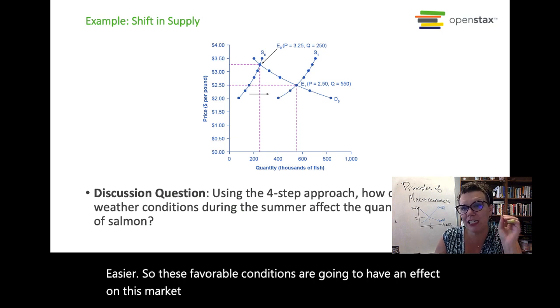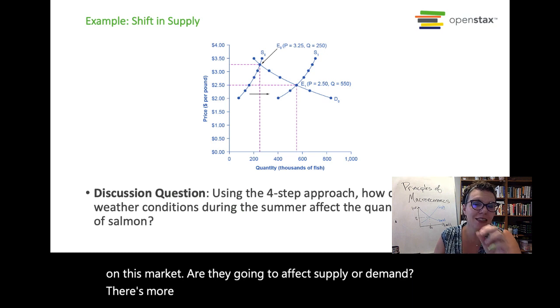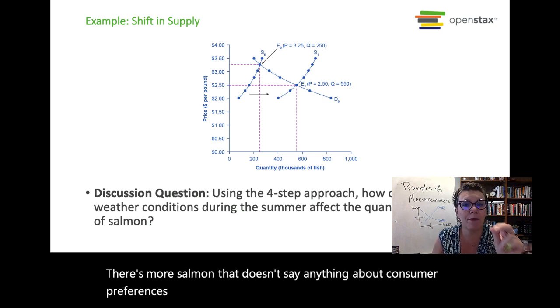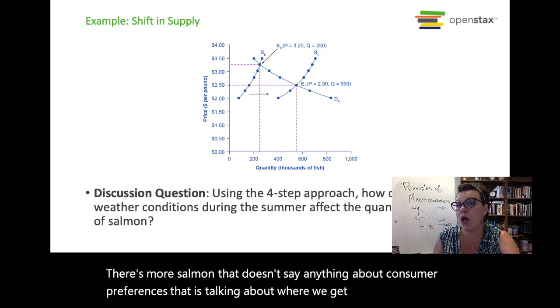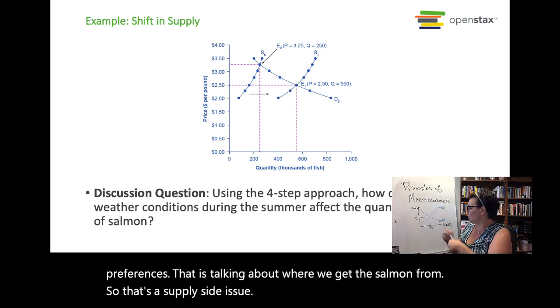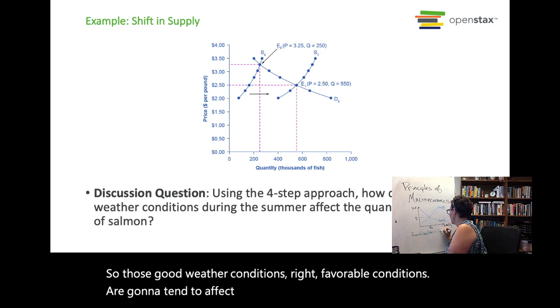Are they going to affect supply or demand? Well, there's more salmon. That doesn't say anything about consumer preferences. That is talking about where we get the salmon from. So that's a supply side issue. So those good weather conditions, right? Favorable conditions are gonna tend to affect supply.